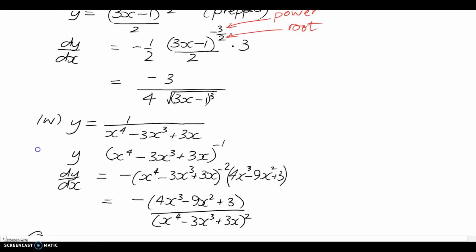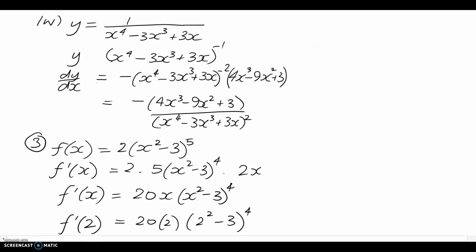Okay, next one, 1w. I've rewritten it in a user-friendly form. Then the minus 1 comes down the front, lower it by 1, multiplied by the derivative of what's inside the bracket. Now the power of minus 2 means 1 over, and the power of 2 is just squared.